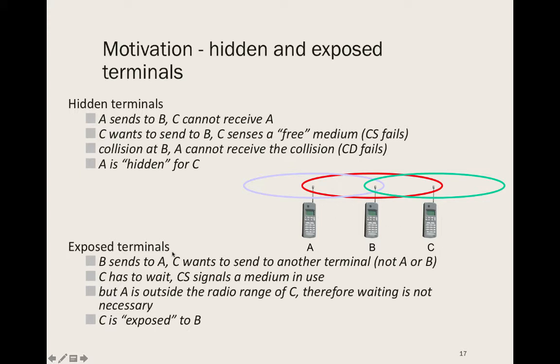Basically, A is hidden from C. The other problem is the exposed terminal. B sends to A, and C wants to send to another terminal, not A or B. C has to wait because the carrier sense signal tells station C that the medium is in use. It's not necessary to wait, but because it's sensing the carrier, it's not going to send and it's going to wait. Basically, C is exposed to B.